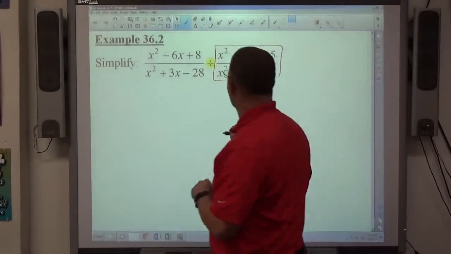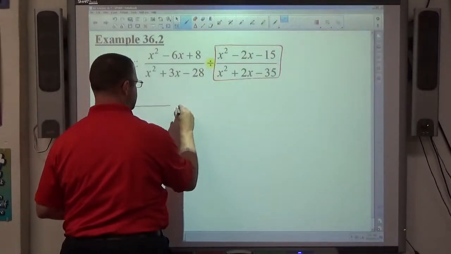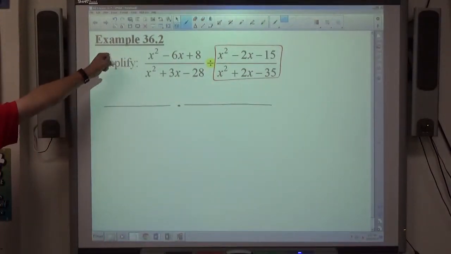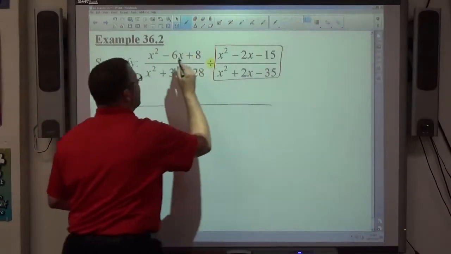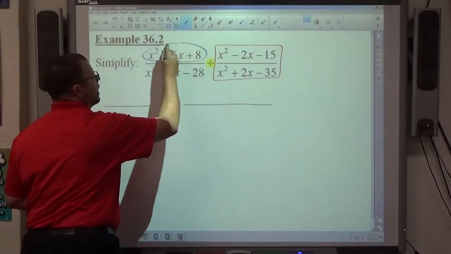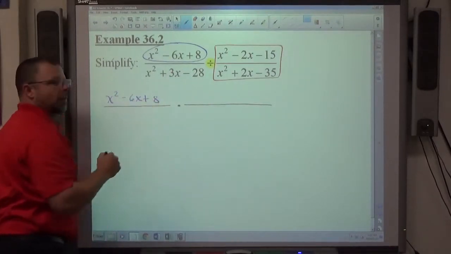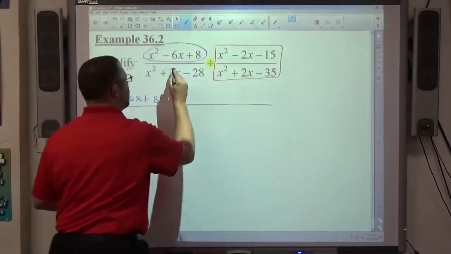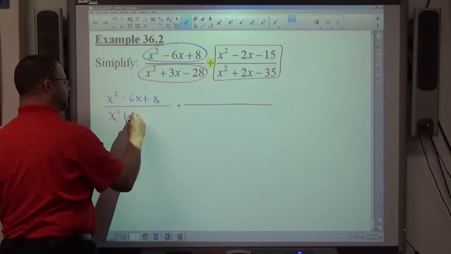So again, if I see that problem in my book, what I'd write on my paper is a multiplication problem. I wouldn't even copy that problem out of my book. I would just copy it onto my paper as a multiplication problem. And x squared minus 6x plus 8 is going to stay right where it's at, because the first fraction is not being divided, so it's going to stay as is. And x squared plus 3x minus 28 is going to stay on the bottom of that one.